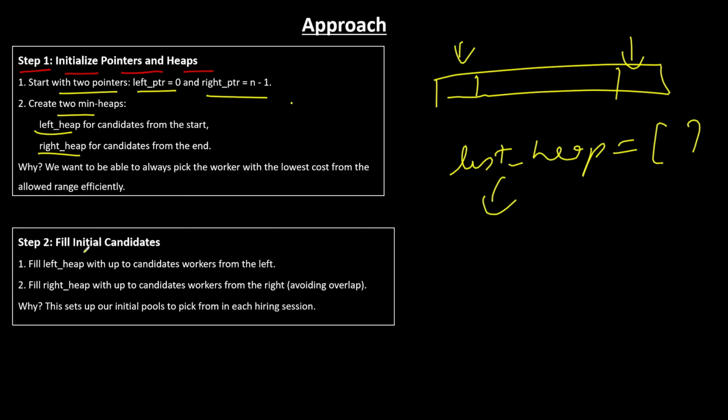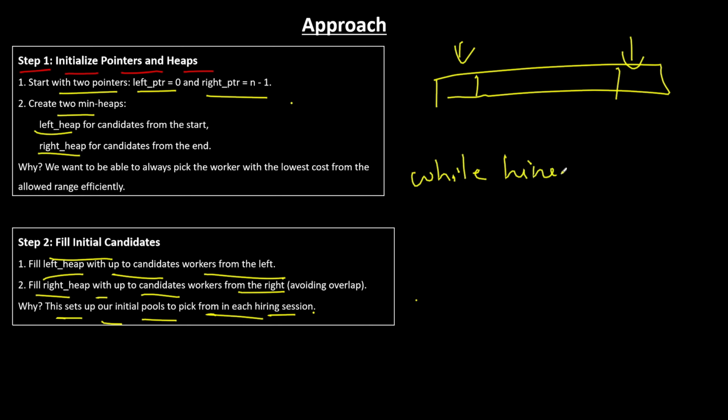Okay. Now we fill the initial candidates. We fill the left heap with up to k candidate workers from the left, and we fill the right heap with up to k candidates from the right, avoiding the overlap. Why do we do this? Because it sets up our initial pools to pick from in each hiring session. So this basically happens under a while loop: while hires is less than k, until we have hired every candidate required. And under it there is again a while loop, which checks that left is less than or equal to candidates and left is less than or equal to the right pointer.